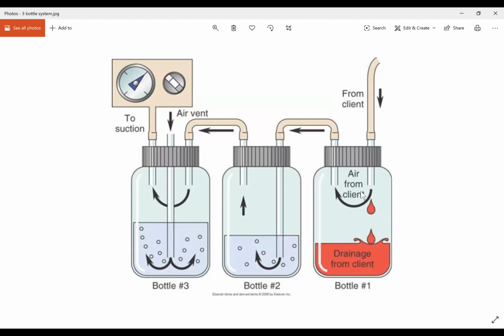So this is bottle number 1, 2, 3. Bottle number 1 is where your fluid is collected. Bottle number 2 is your water seal. So this is your air trap, allowing air to escape and not come back in.